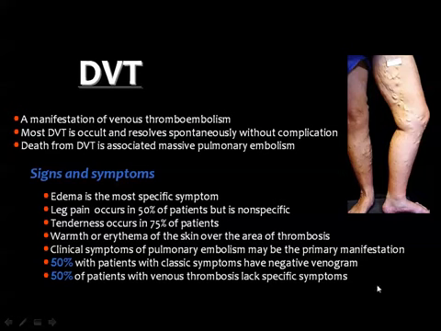one of the well-known diseases in the medical practice, and many of the deep vein thrombosis are occult and resolve spontaneously without complications, but sometimes the deep vein thrombosis may be associated with massive pulmonary embolism leading to death. And the symptoms of deep vein thrombosis include edema, which is considered the most specific symptom, and leg pain, which is seen in about 50% of the cases and is non-specific, tenderness, warmth, and erythema of the skin over the areas of thrombosis, and the clinical symptoms of the presence of pulmonary embolism like acute chest pain, hemoptysis, and so on. You should know that about 50% of patients with classic symptoms have negative venogram, and about 50% of patients with venous thrombosis lack the specific symptoms.